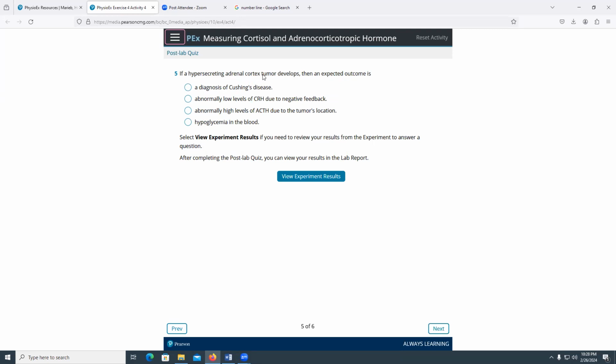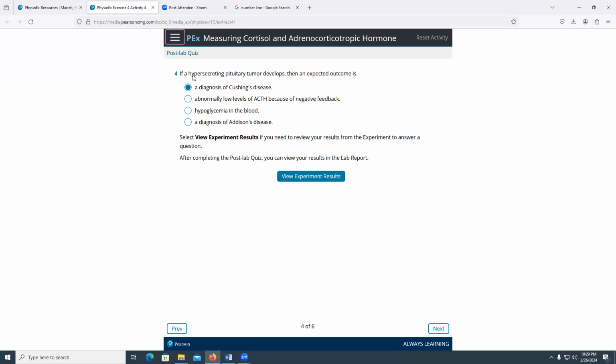If a hypersecreting adrenal cortex tumor, so now we have, I'm sorry. So a hypersecreting pituitary tumor. If it happens in the pituitary, then that means that is secondary, because the primary gland that secretes cortisol is actually the adrenal cortex. So a tumor there in the adrenal cortex would be a primary hypercortisolism known as Cushing's syndrome. So if a hypersecreting pituitary tumor develops, then the expected outcome would be a diagnosis of Cushing's disease.